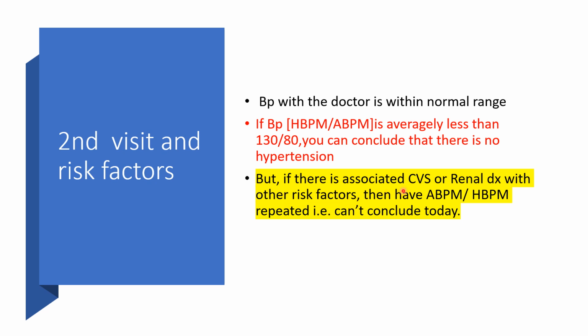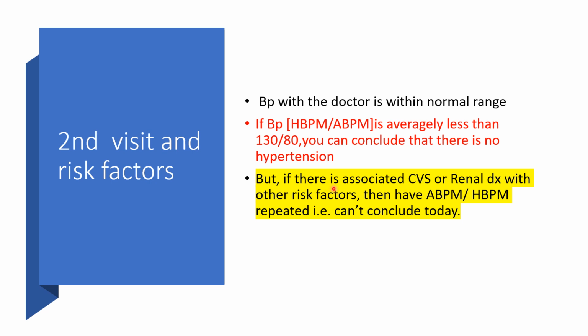But if they associate cardiovascular or renal disease with other risk factors, then we should have ambulatory blood pressure and home blood pressure repeated, which means we cannot conclude today. Let me explain here. I'm not rushing. This is the second visit, right? The values of home BP and ambulatory are good, okay? The office BP, pretty nice. So you want to conclude no hypertension, right?